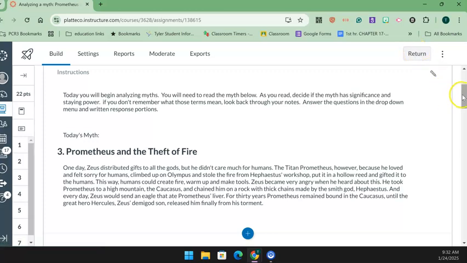Then we're going to jump into it. I want to give you a chance to read the myth. Everybody should be on this page where we've clicked the link, and you should see the instructions part up, or that screen where it tells you to begin. If you look, your directions say today we will be analyzing a myth. You will need to read the myth below. As you read, decide if the myth has significance and staying power. If you don't remember what those terms mean, look back through your notes, answer the questions in the drop-down menu and the written response portions.